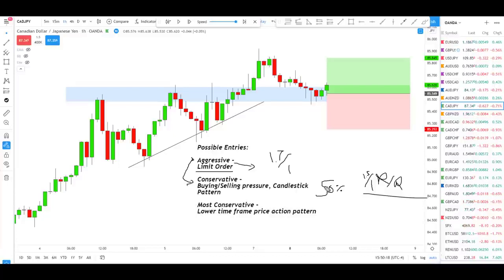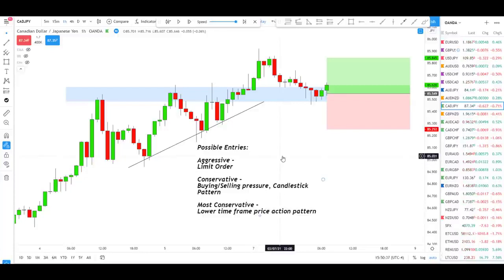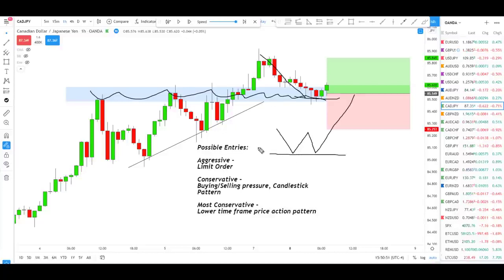Now, the most aggressive way is just a limit order. The second most aggressive way, but more conservative than a limit order, would be waiting on a candlestick pattern or buying pressure with a green candle for a bullish trade, a red candle for a bearish trade. The most conservative way to enter a trade like this would be to point out your zone, right? You have your rising triangle break and retest pattern, then wait for the market to get into that zone and drop down to smaller time frames to look for patterns like double bottoms on those smaller time frames.